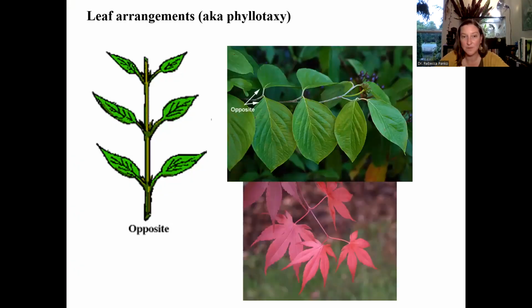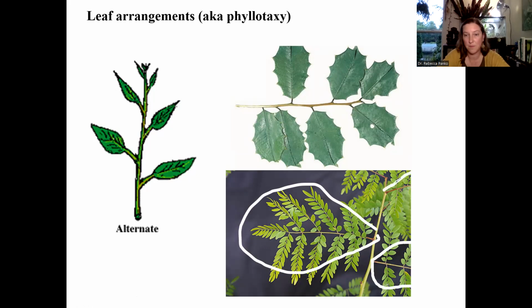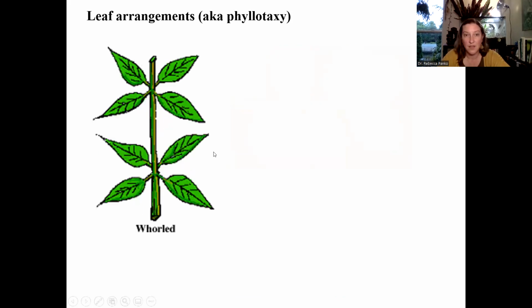So opposite, alternate, right? Notice even with these compound leaves at the bottom, here's a compound leaf. Notice the other one is not opposite of it. They alternate, right? They alternate. All right. Now, so you have opposite is one, alternate is another type of leaf arrangement.